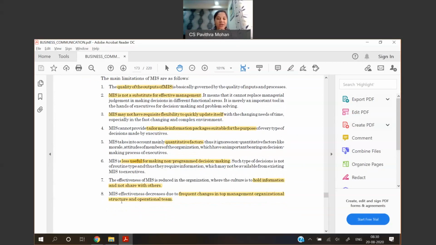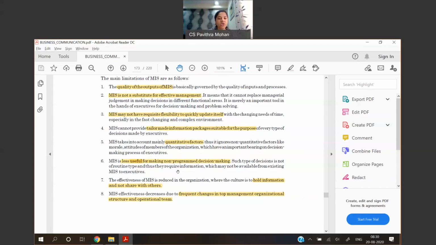Then quantitative factors like integrity, all these things can be taken into consideration. Only quantitative matters can be taken into consideration. It is less useful for making non-programmed decisions. So everything has to be done in a programmed way. Only when it is programmed will you be able to extract information. If the program or coding is not written properly, you can't extract any information from MIS.